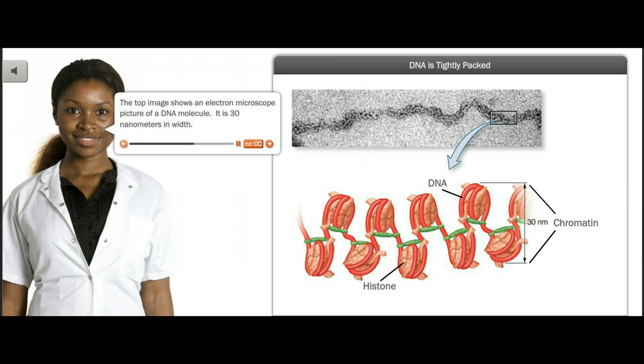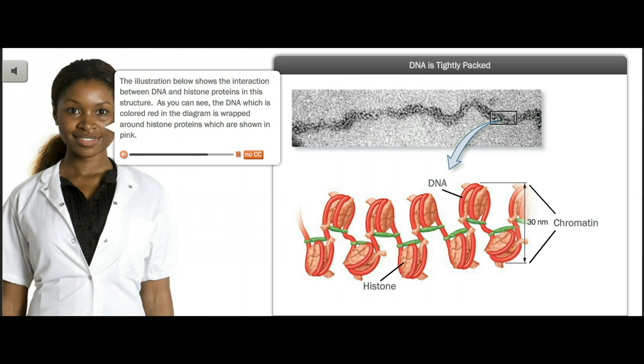The top image shows an electron microscope picture of a DNA molecule. It is 30 nanometers in width. The illustration below shows the interaction between DNA and histone proteins in this structure. As you can see, the DNA, which is colored red on the diagram, is wrapped around histone proteins, which are shown in pink.